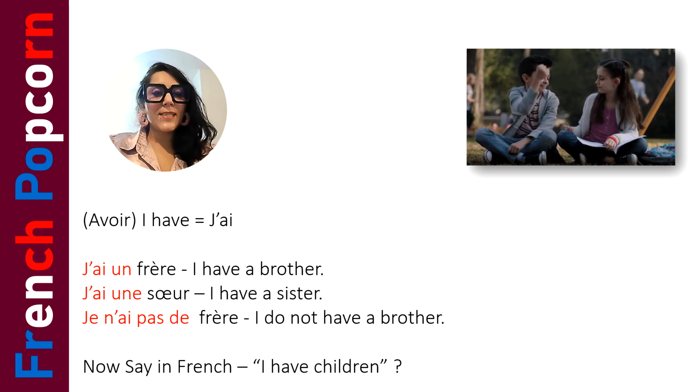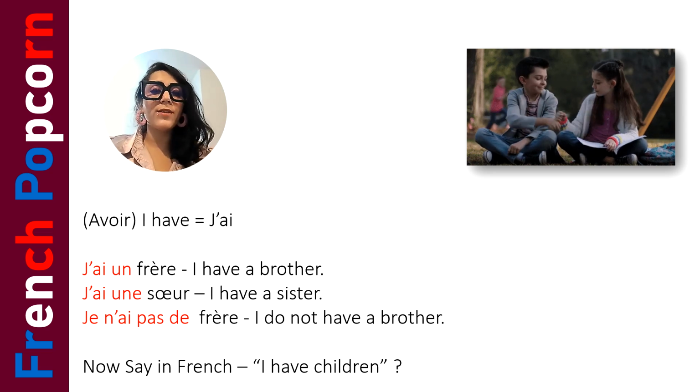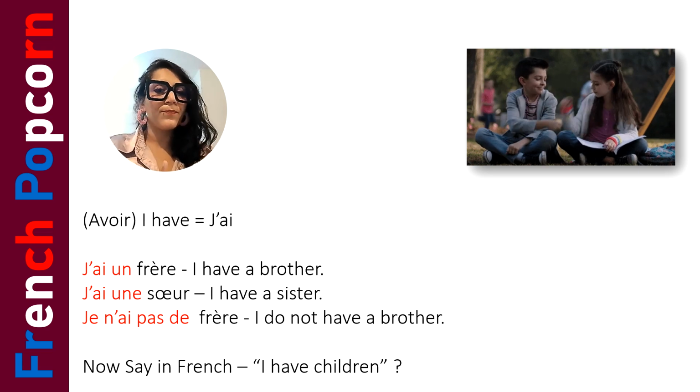Okay, let's frame some sentences, to say I have a brother, I have a sister. So here I have a verb for you. That's avoir. That means to have. If you want to say I have, you would say j'ai un frère. I have a brother. J'ai une sœur. I have a sister.